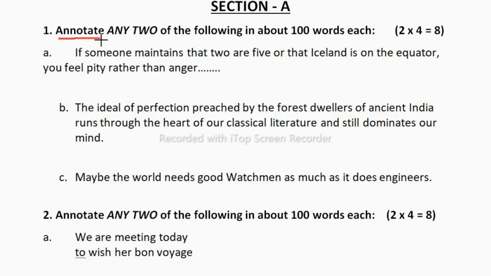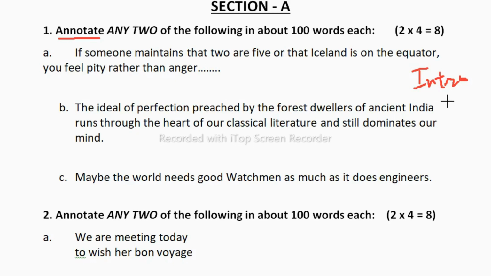First of all, let's see the meaning of annotation. Annotation means a short explanation or notes. Now let us see how you have to annotate the following questions. First you have to write the introduction. Whatever question is given to you, find that question's related lesson, and write the introduction to the related lesson and its author. If it is a poem, you write about the poet; if it is prose, you write about the author, and you give the introduction to the poem or prose, whatever it is.